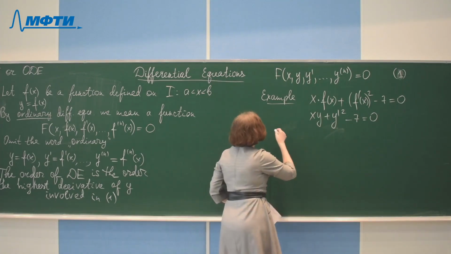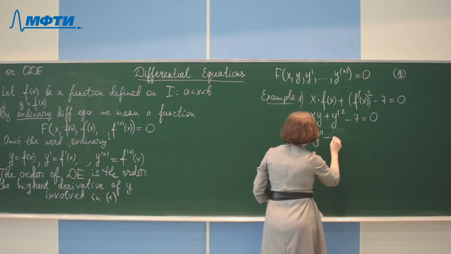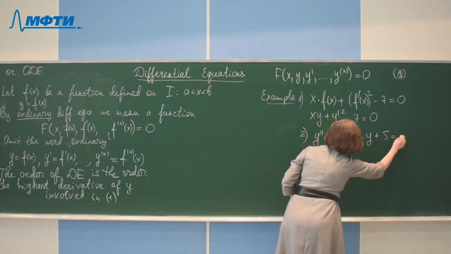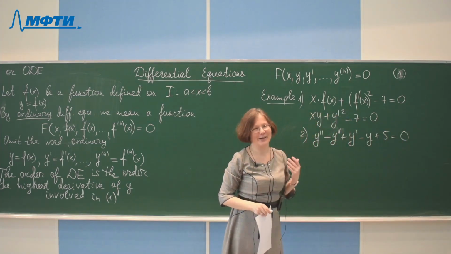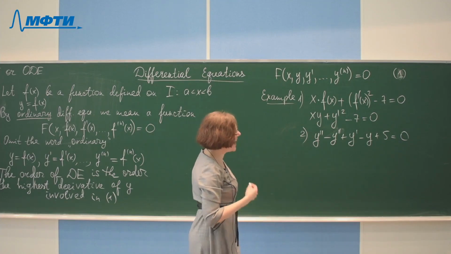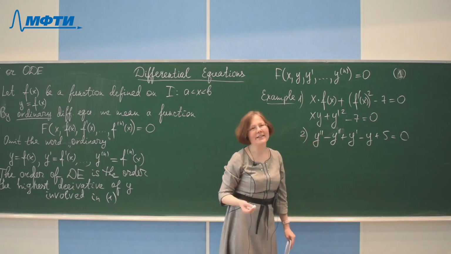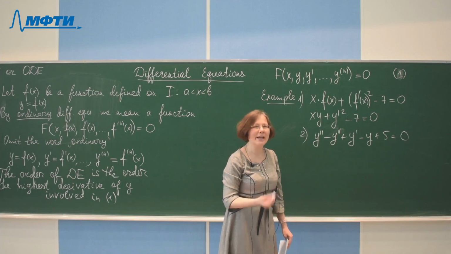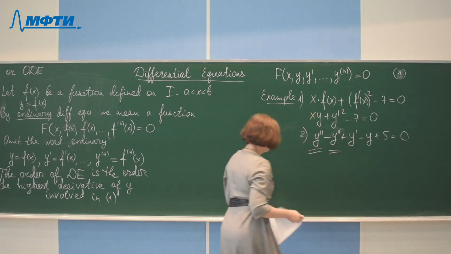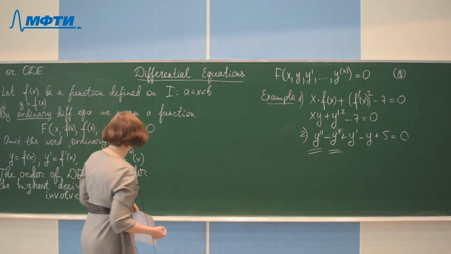Okay, and what about, so example 1, the next example. If we consider something like y double prime minus y double prime plus y prime minus y plus 5 equals 0. What is the order of this differential equation? So actually the order is 1, because y double prime is not really involved in this equation, right? It can be eliminated. And so the order is also 1. So be careful with this. Okay, well, and now let's discuss solutions of differential equations.